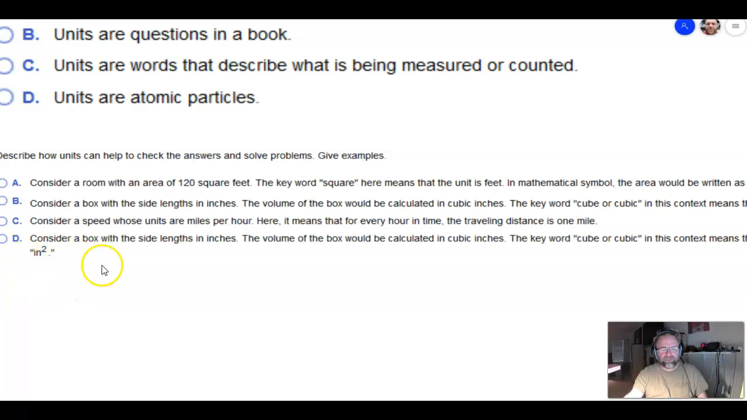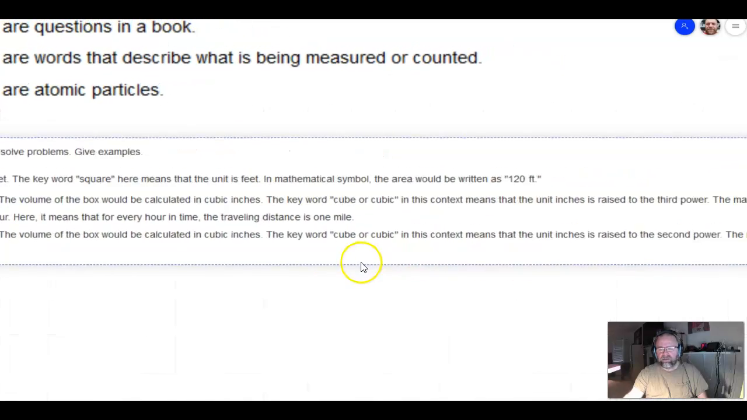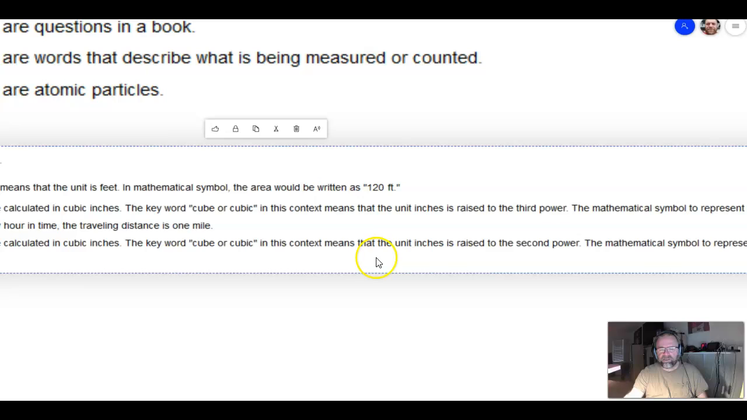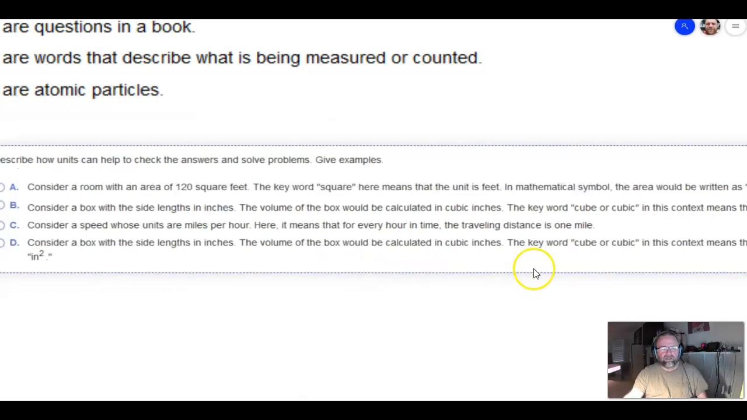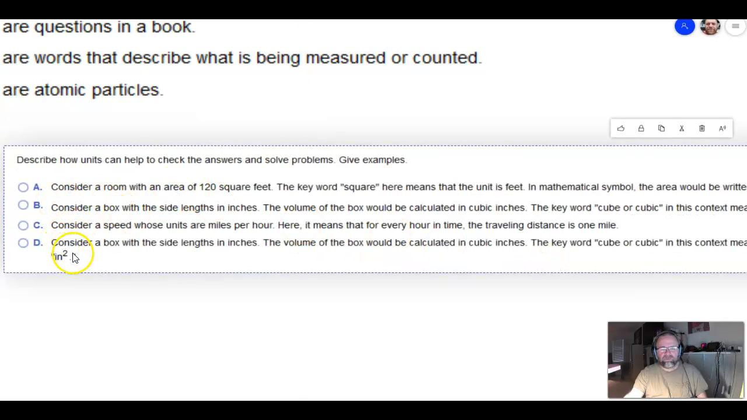And then the last one is consider a box with the side lengths in inches. The volume of the box would be calculated in cubic inches. The key word is cubic inches, and that's raised to the second power, and that's not correct because cubic means raised to the third power. So for this one, we would definitely have the answer of B.